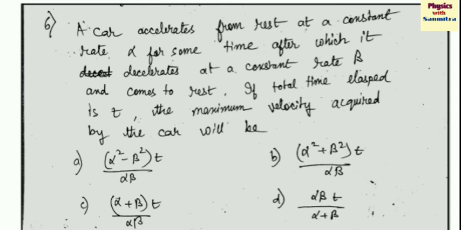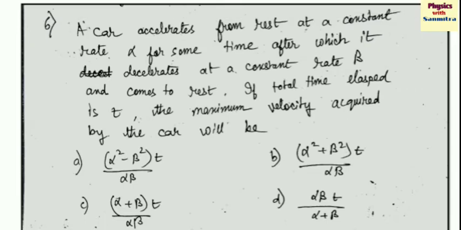This question says a car accelerates from rest at a constant rate alpha for some time, after which it deaccelerates at a constant rate beta and comes to rest. If total time elapsed is t, the maximum velocity acquired by the car will be. A car is accelerating from rest at a constant rate alpha for some time.